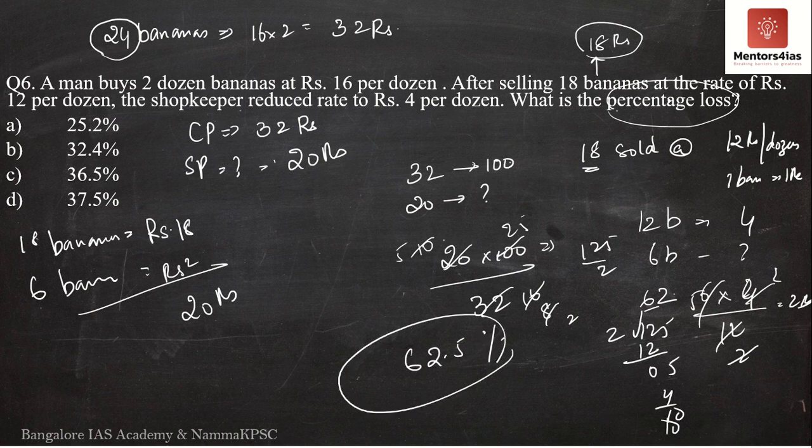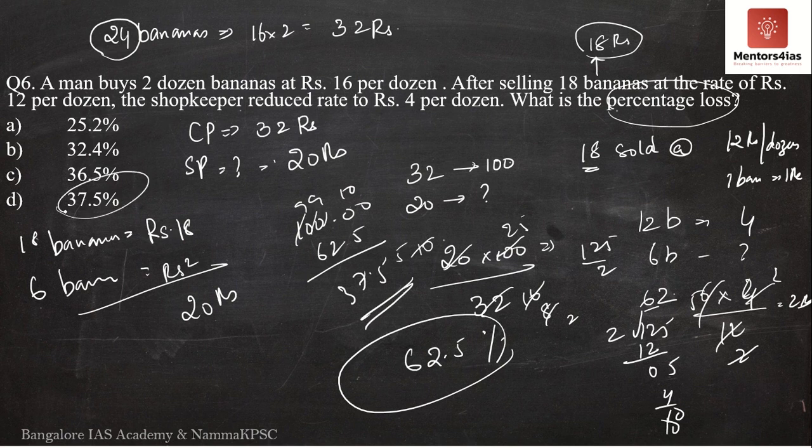What do we need? Loss percentage. In order to determine the loss percentage, what do we do? We take the difference. So 100 minus 62.5% will give us the loss percentage. 100 minus 62.5 is 37.5. Therefore, the correct answer is 37.5% as a loss percentage, and the correct option is option D.